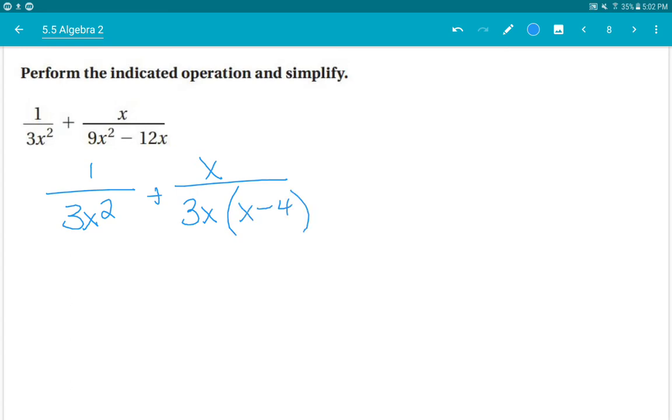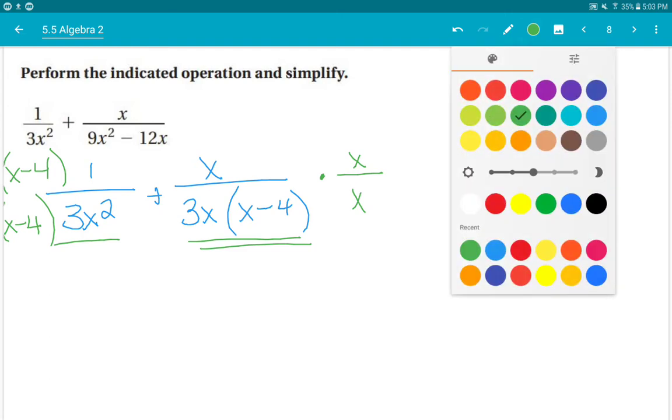Now, when you're thinking about this, ask yourself: if I look at my first denominator, what does it have that the second denominator does not? It has the 3, it has an x, but it doesn't have the second x. So we're going to have to multiply the top and bottom here by x. Now if we look at the right-hand side, what does this one have that the left-hand side is missing? It has the 3, it has the x, but it does not have the x minus 4. So we're going to multiply the left-hand side by x minus 4.